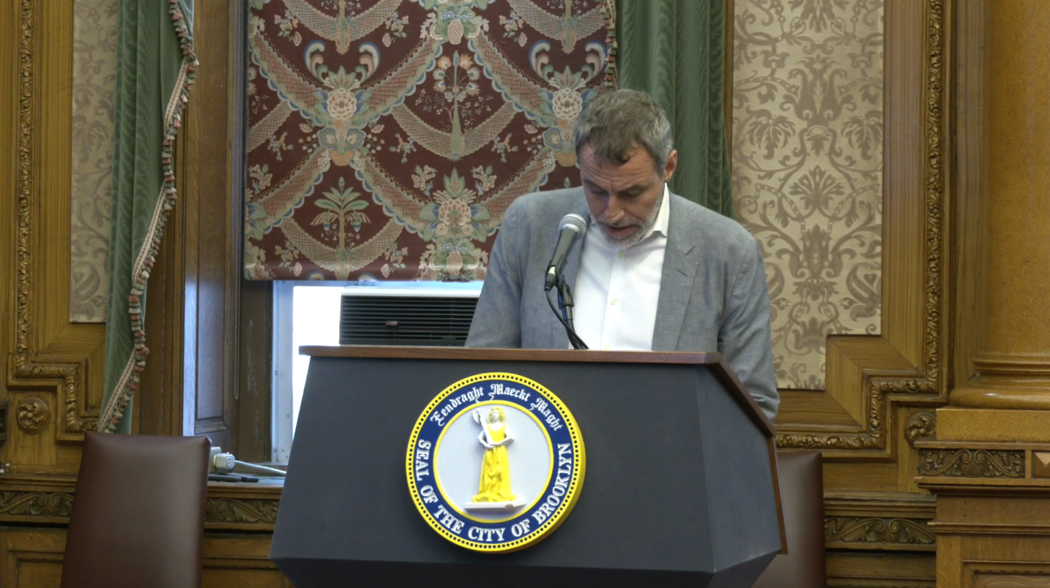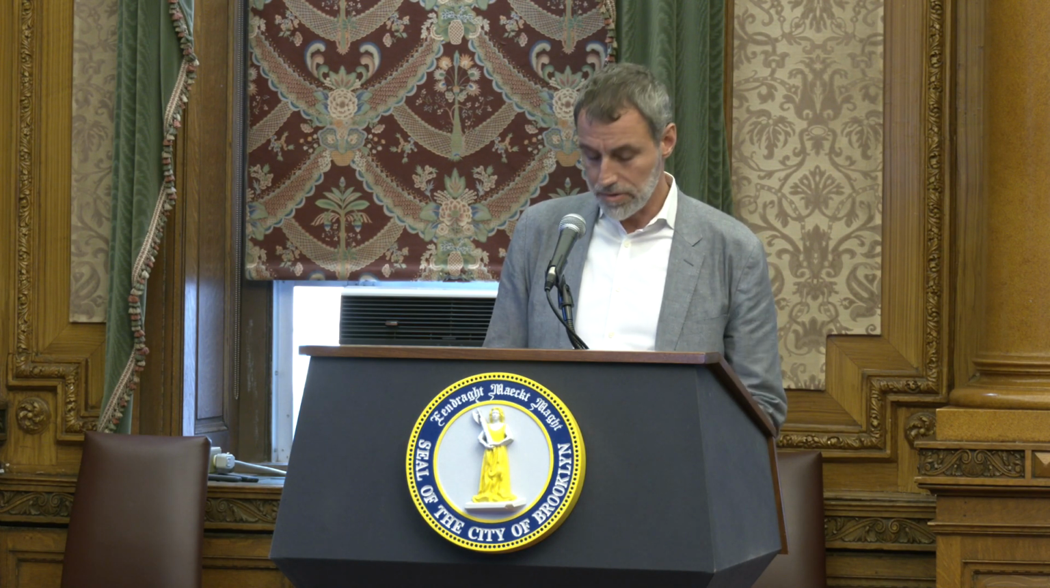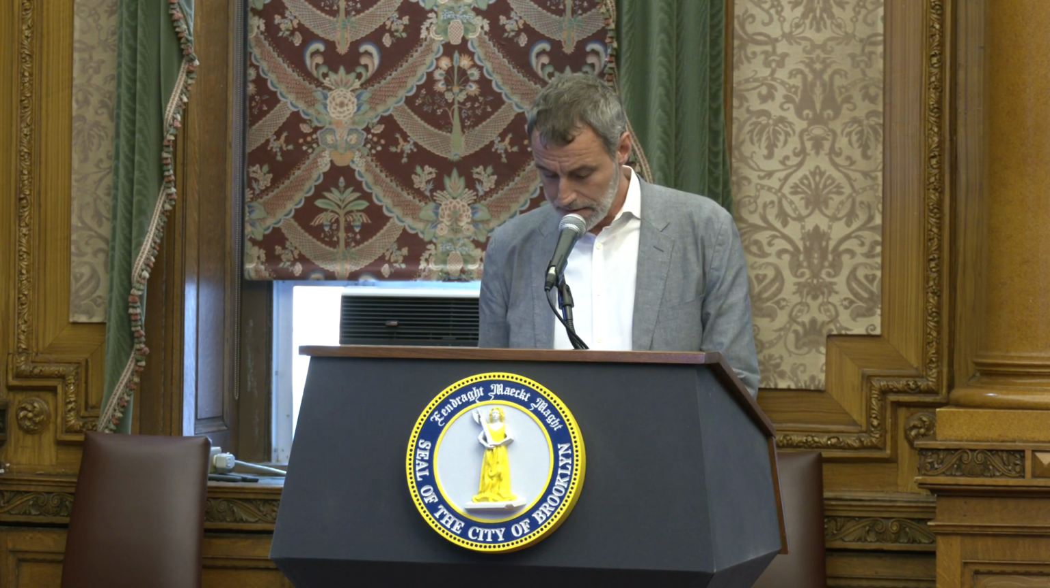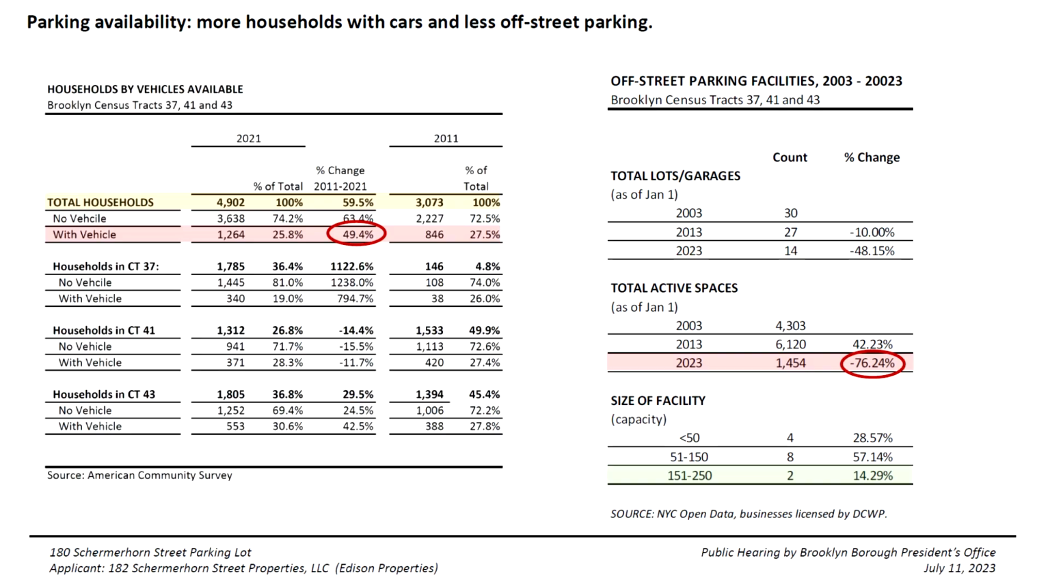Interestingly, between the years of 2011 and 2021, we've seen almost a 50% increase in households that have cars. That's circled in red there. At the same time, roughly over the same period, between 2013 and 2023, we've seen a decrease in the number of off-street parking spaces, a decrease of 76%. So again, there are more households with cars and fewer off-street spaces available.